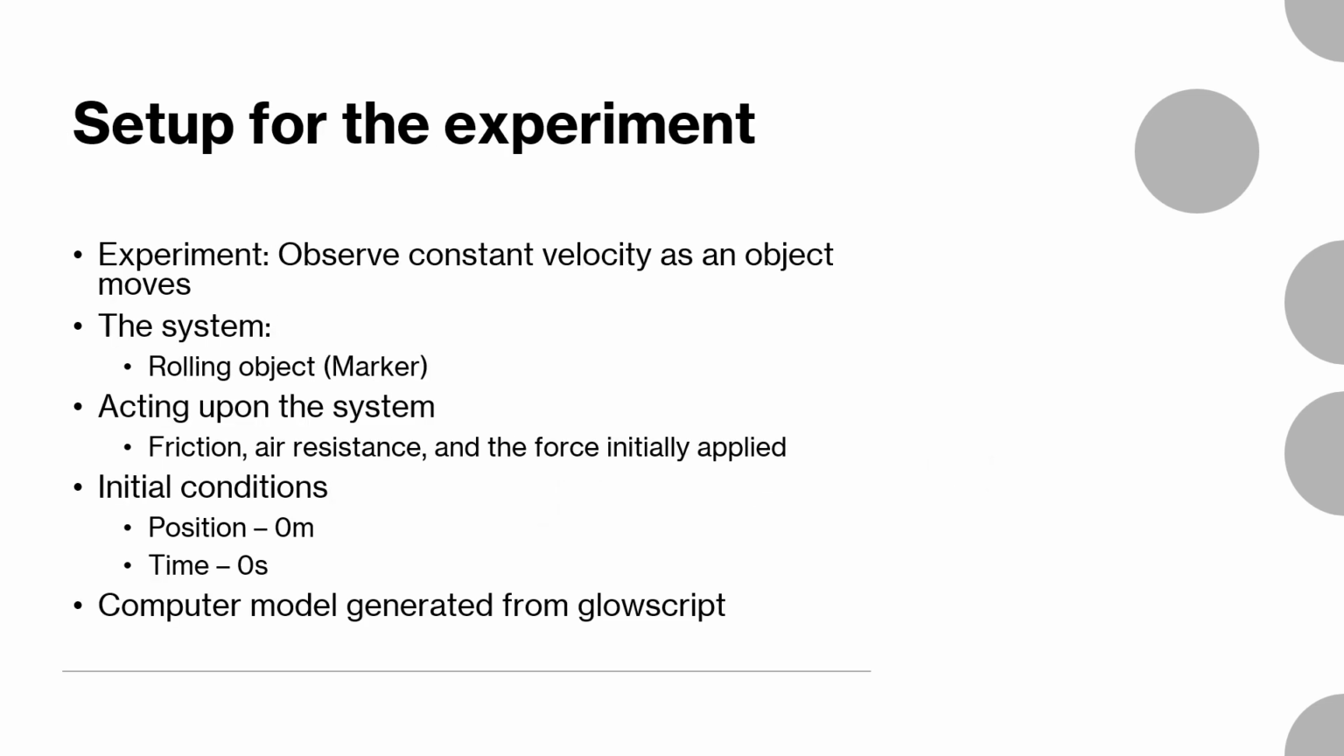During this experiment, we used a marker as our system because of its circular shape. The circular shape was important so the friction would be a negligible factor and would not be a huge force pulling back on the marker.